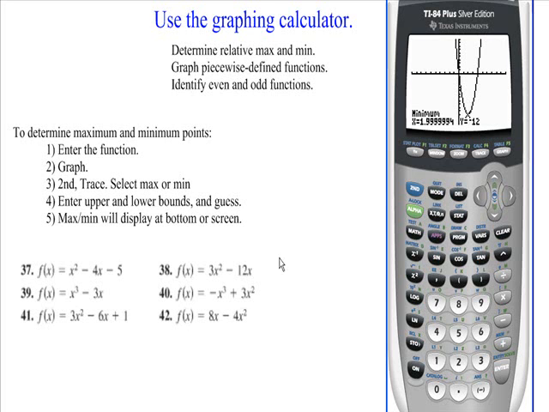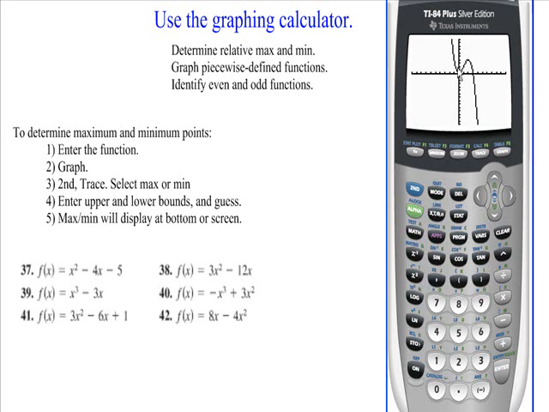You want to do one more? Let's look at, for instance, number 40. Let me clear this one out. So if I put in negative x cubed plus 3x squared, and now we will graph. Okay? Now this particular function has a minimum and a maximum.